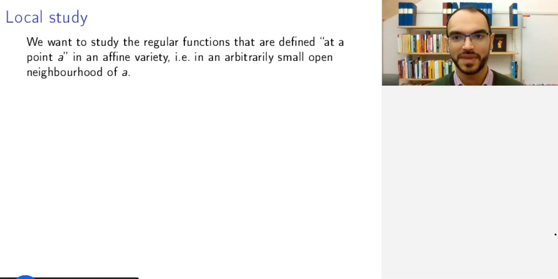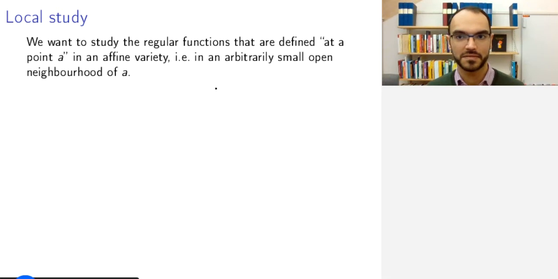Hello everyone. We will now look at affine varieties locally. So remember, we have defined affine varieties as ringed spaces that are isomorphic to the ringed space of an algebraic set. So essentially we are looking at algebraic sets, but now we want to investigate behavior at a point A in an arbitrary small neighborhood, and we want to investigate properties that should depend on a point A but not on any other point.